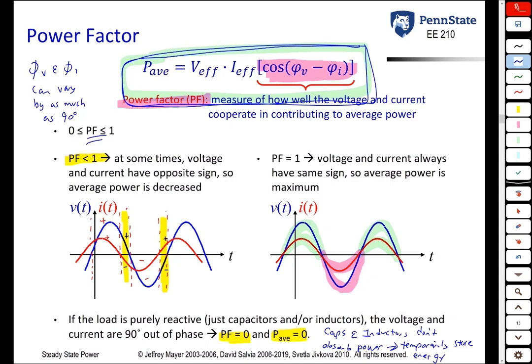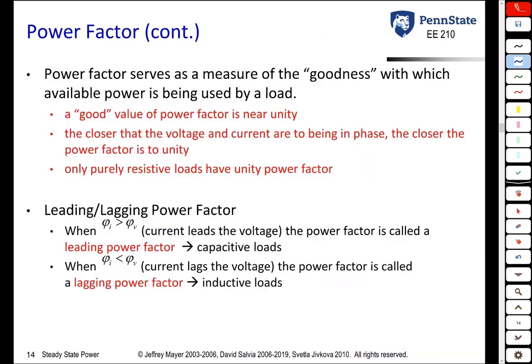Let's talk a little bit more about this power factor and this equation for the average power in the general impedance case. As we said before, power factor is a measure of the goodness with which the available power is being used by a load. A power factor that's close to 1 means the voltage and current are, for the most part, in phase, and they're both going to be positive or both going to be negative at the same time. And once again, the closer that power factor is to 1, the more in phase they are. The only way you can get a power factor of 1 is when you have a purely resistive load.